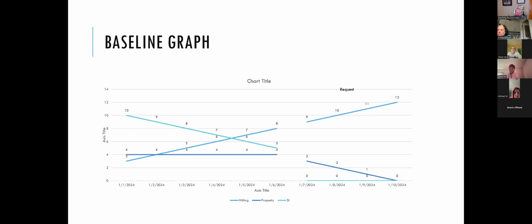So would you choose these behaviors in your behavior support plan to work on? Would you say? I mean, there's always room for progress, right? What was that? There's always room for progress.